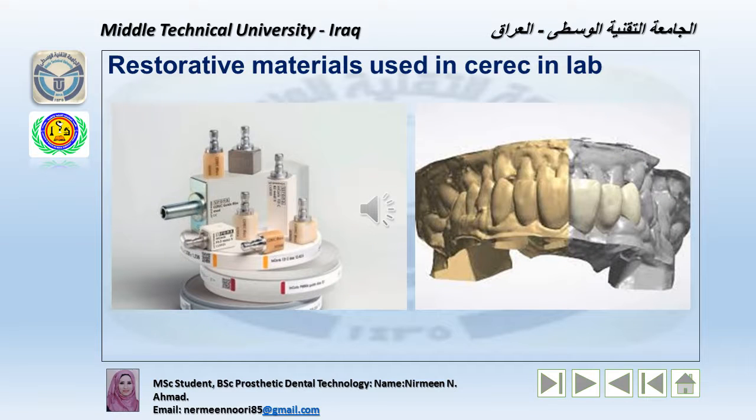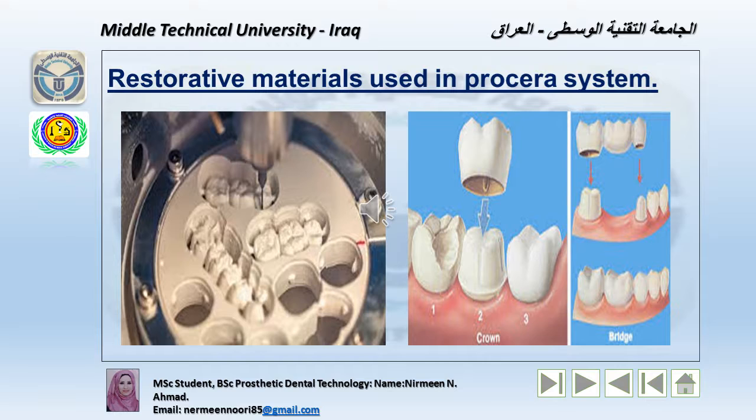Also, the restorative materials used in CEREC inLab are In-Ceram spinell, magnesium oxide, and In-Ceram aluminum oxide. Indication: crown and anterior bridge. Adhesive cement is self-cured. Conventional cement: yes. While the restorative materials used in the Procera system include aluminum oxide and partially sintered zirconia. Indication: crown and bridge. Adhesive cement: yes. Self-cure: yes. Conventional cement.